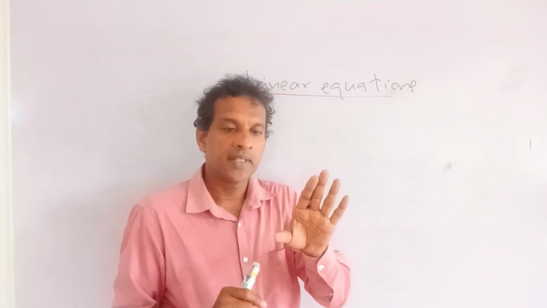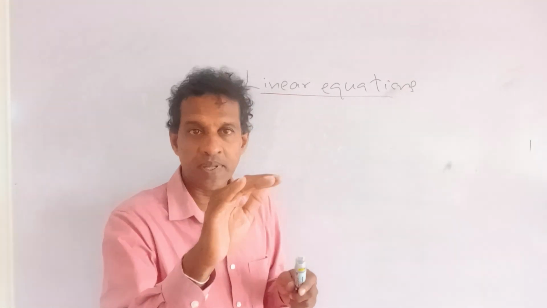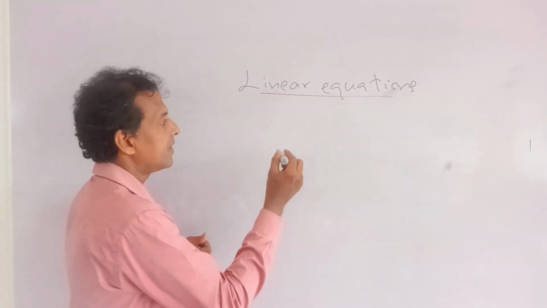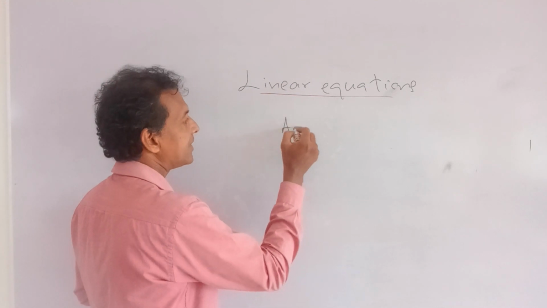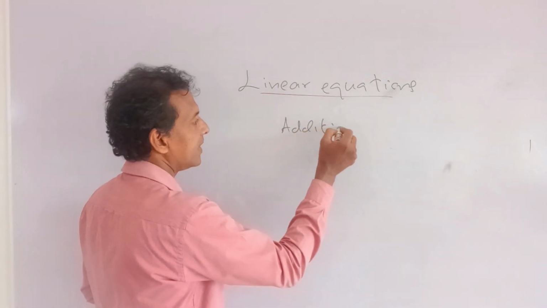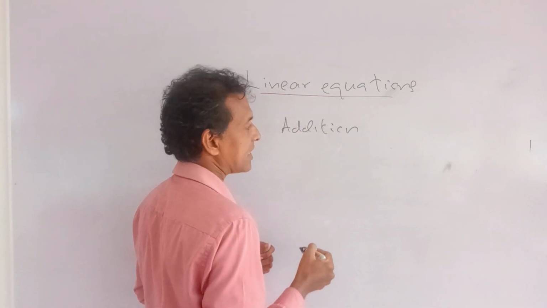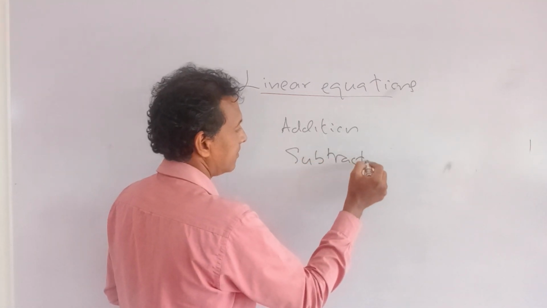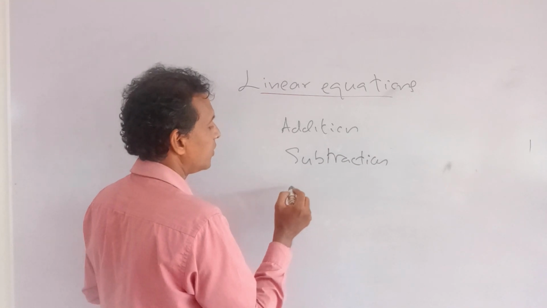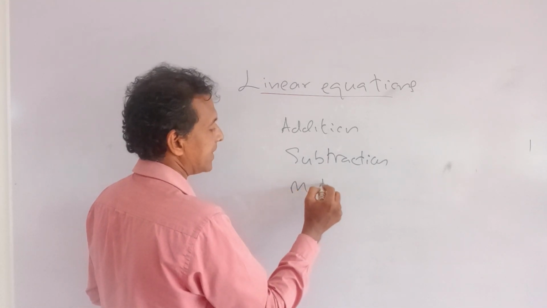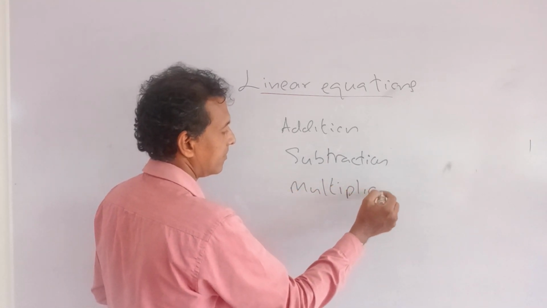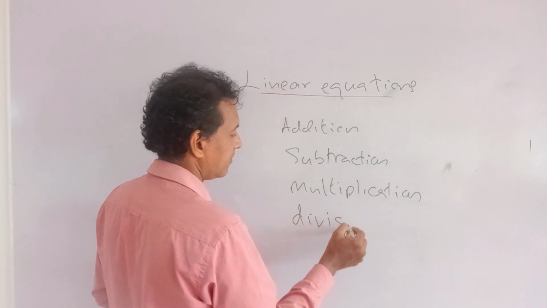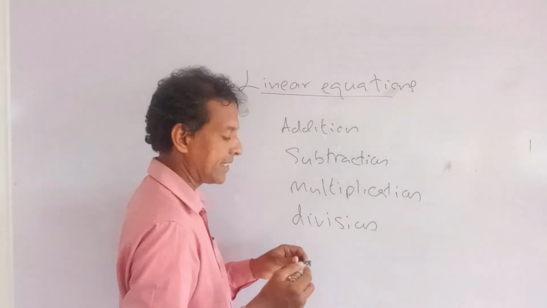Now you know there are 4 types of operations basically in mathematics. When I say the first one, you will definitely know the second one. So addition is the basic operation we learn, and then subtraction, and then multiplication, and then division. These are the 4 basic operations we have.